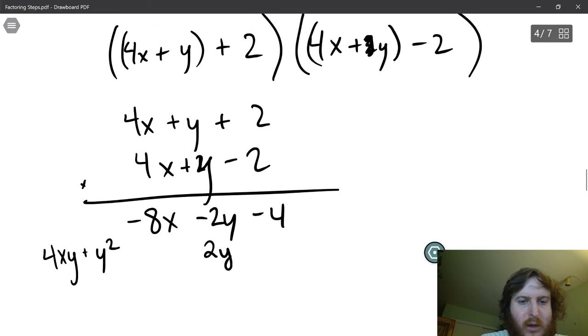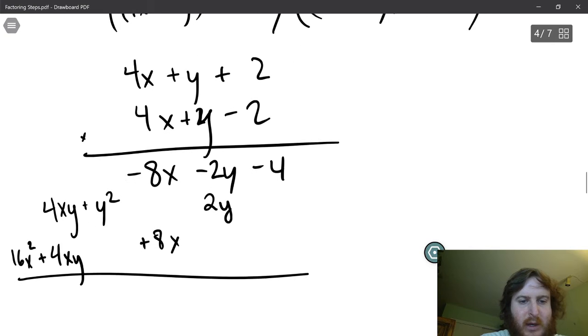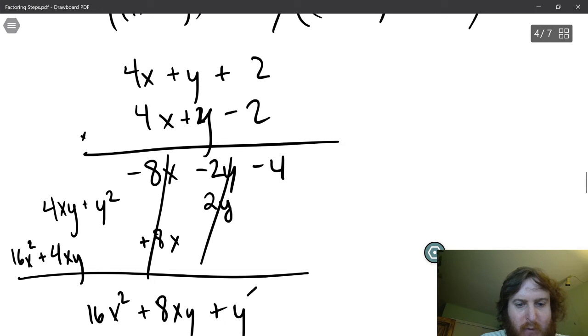Right? And then we'll do it with the 4x. 4x times 2 is plus 8x. 4x times y is 4xy. I'm going to put it underneath that one. And 4x times 4x is 16x squared. We'll add a positive in front. So this ends up, these terms cancel out, and we get 16x squared plus 8xy plus y squared minus 4.